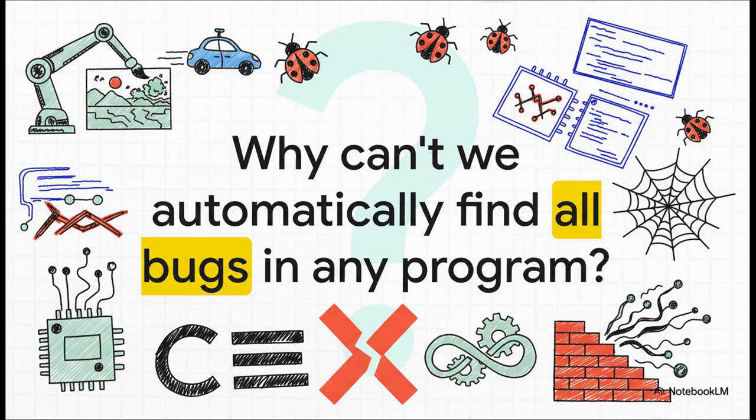now, right? We've got AI that can create unbelievable art, we've got cars that are driving themselves. So why on earth can't we just build one single tool that automatically finds all the bugs in any program? It feels solvable. But the truth is, it's not just hard, it is mathematically, provably impossible.